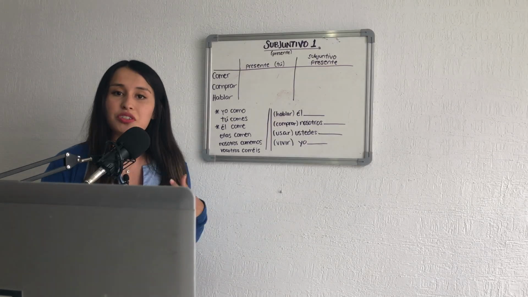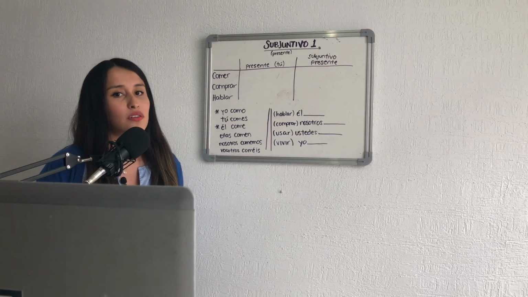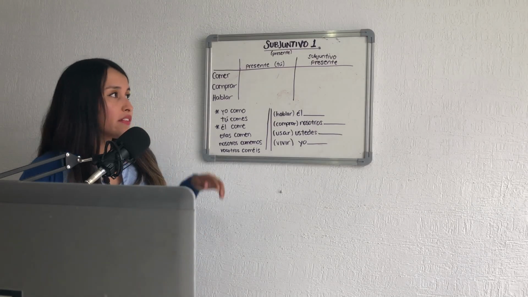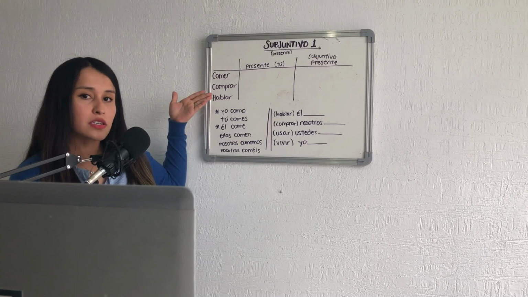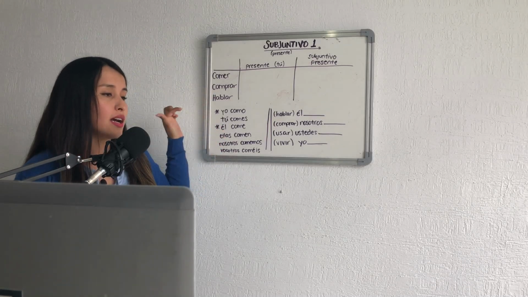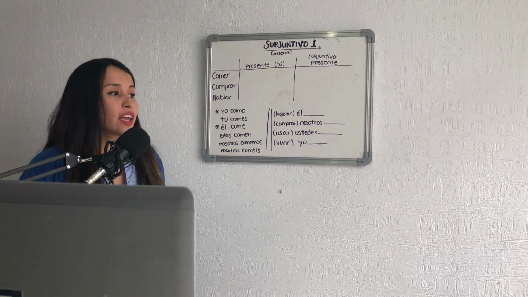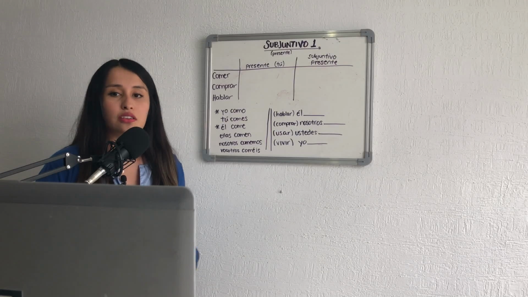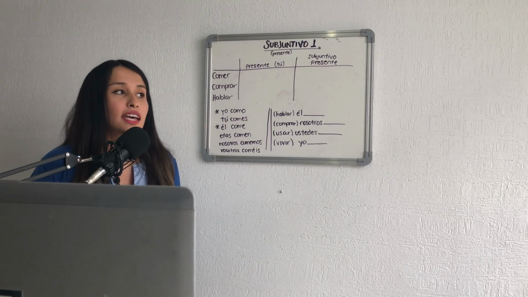So we're going to start with conjugations, and for that I need you to think about the present tense. I'm sure you know the present tense is the first thing that you learn when you're learning Spanish, right? So we have here 3 verbs. These 3 verbs are regular in the present tense, all right? So comer, comprar, and hablar.